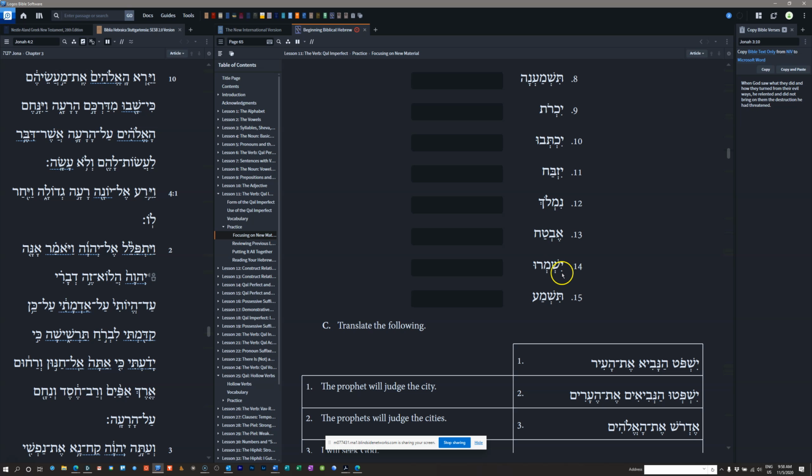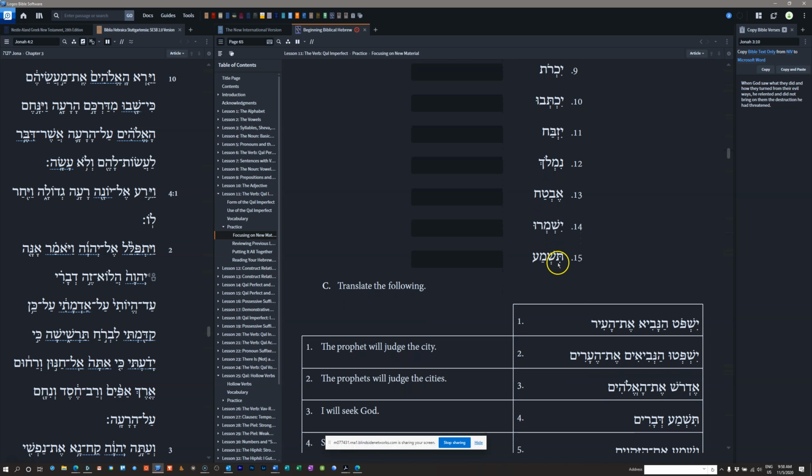Number 14, I see a yod prefix. That tells me third person. Shureq tells me masculine plural. So I know I have a Qal imperfect 3MP. My root is shin, mem, resh, shamar. Shamar in the Qal perfect 3ms is he guarded. So yishmeru in the Qal imperfect 3MP would be they, masculine plural, will guard.